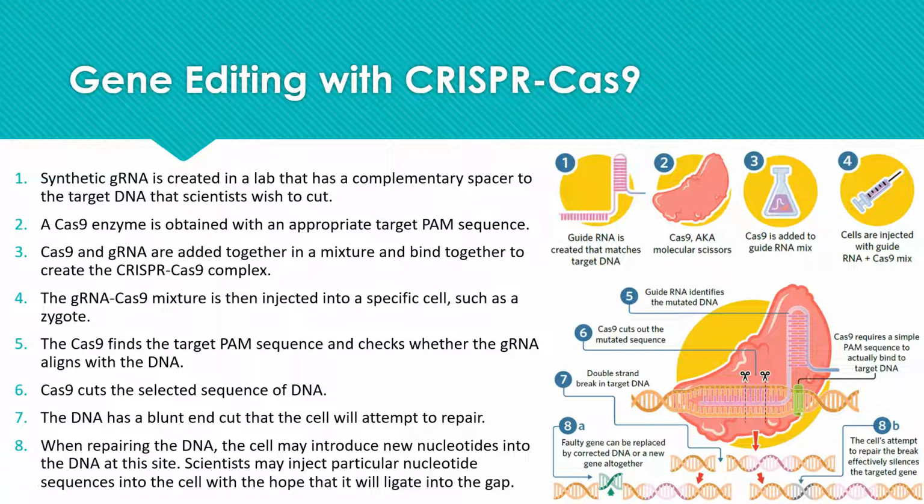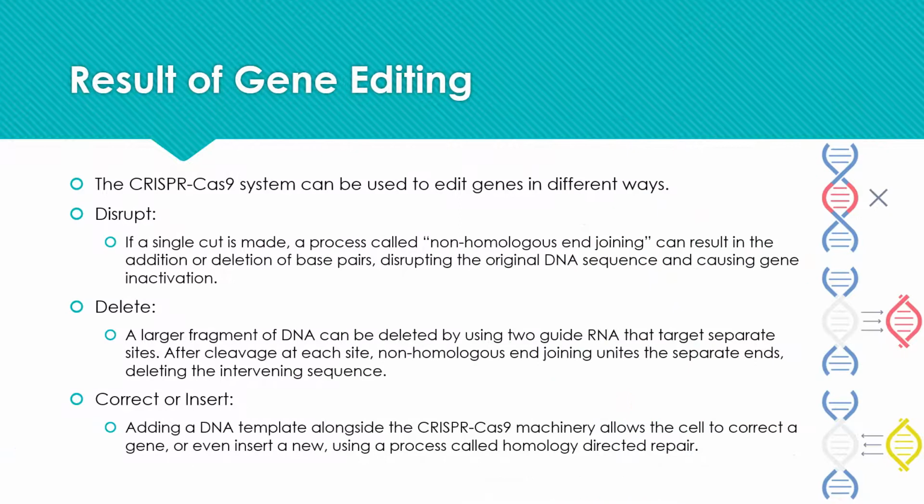There's no guarantee that the bit of DNA you insert as the new stuff to put in will actually end up being ligated into that gap that the CRISPR-Cas9 makes. But you keep trying in the hope that it does, and you keep testing to see if it's worked. When you do this, there are three main results that can happen. You can disrupt, delete, correct, or insert.